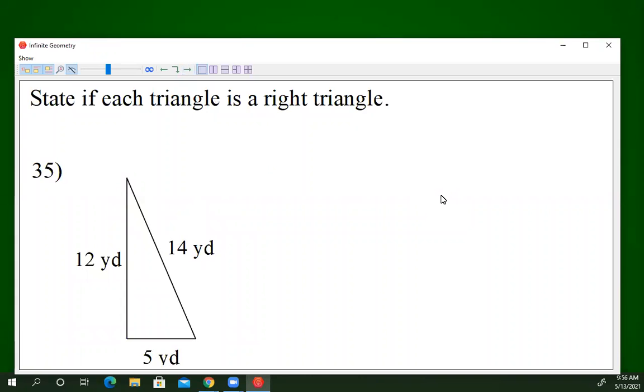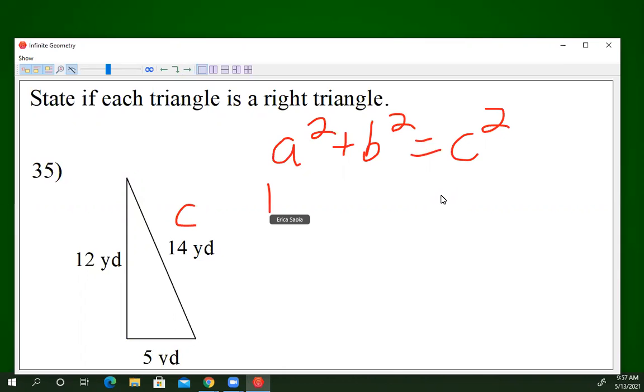So this one, I don't know. Maybe it is a right triangle, maybe it's not. So to check it, we still do a squared plus b squared equals c squared. And we're just seeing if it's true or not true. Who has to go in for c? 14. So I'll do 12 squared plus 5 squared. And I'm going to check if that's equal to 14 squared.